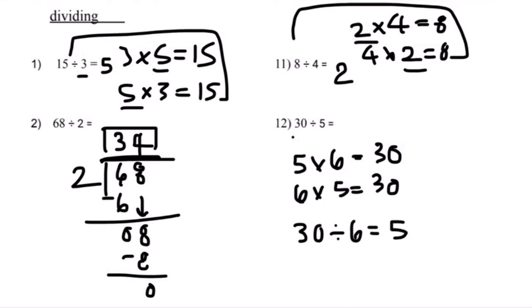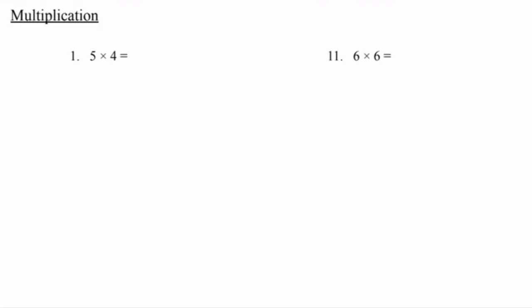Therefore, 30 divided by 5 should equal 6, because 6 is our factor. Third topic is multiplication, and it's asking us to multiply the numbers. Multiply the numbers below. Number 1, 5 times 4. 5 times 4 can also be referred to as 5 groups of 4, so let's draw that out.